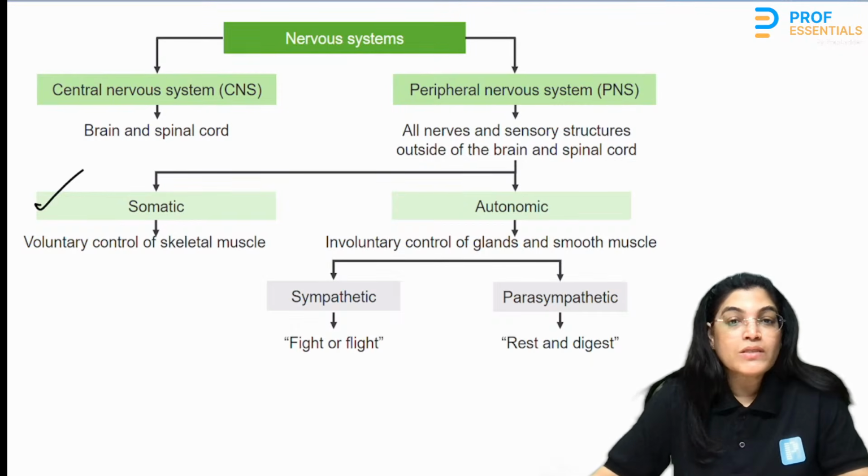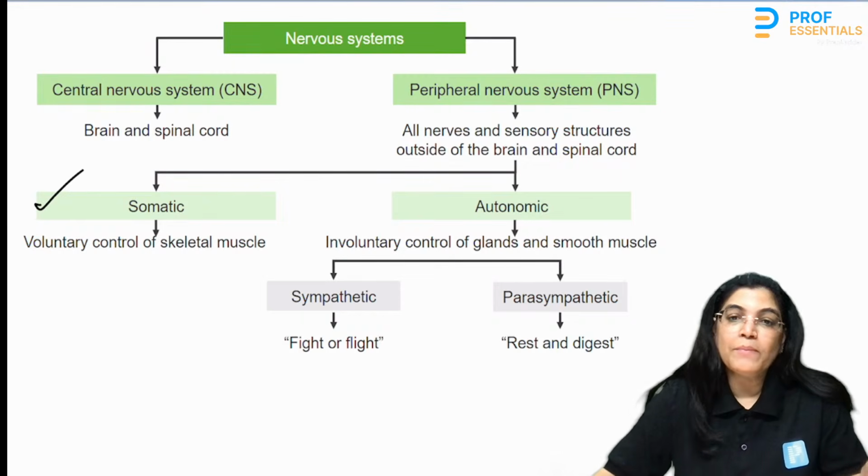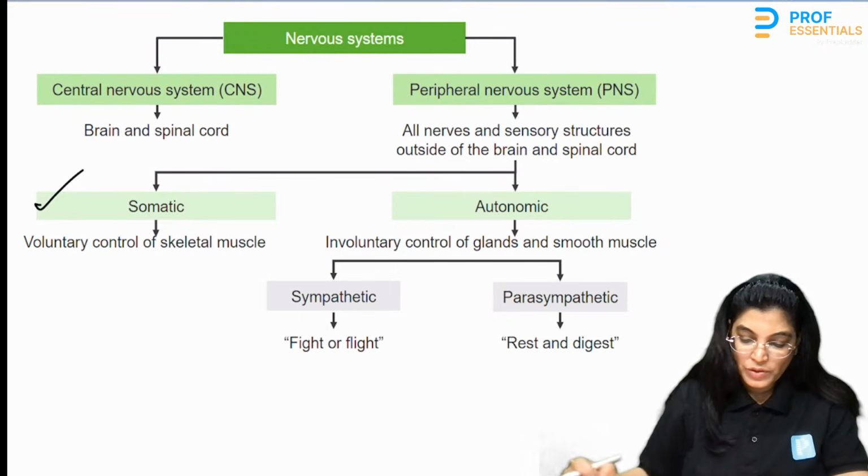So what about the autonomic nervous system? It is categorized as sympathetic and parasympathetic. The sympathetic nervous system works in the fight or flight state, and the parasympathetic nervous system works in the rest and digest state. This is important for you to understand.